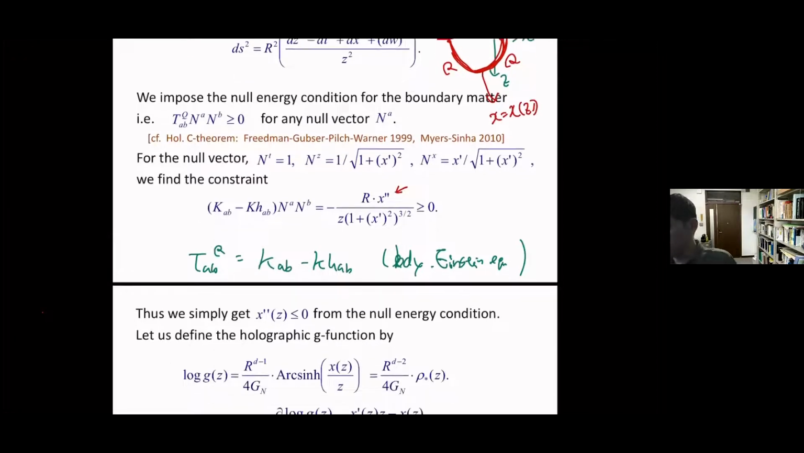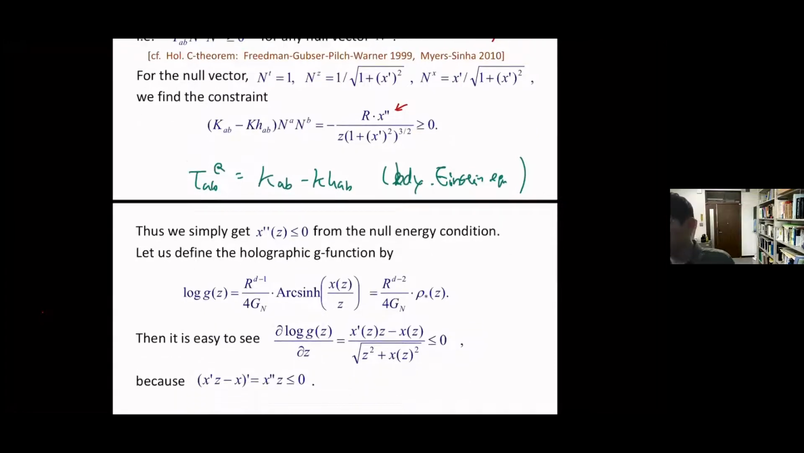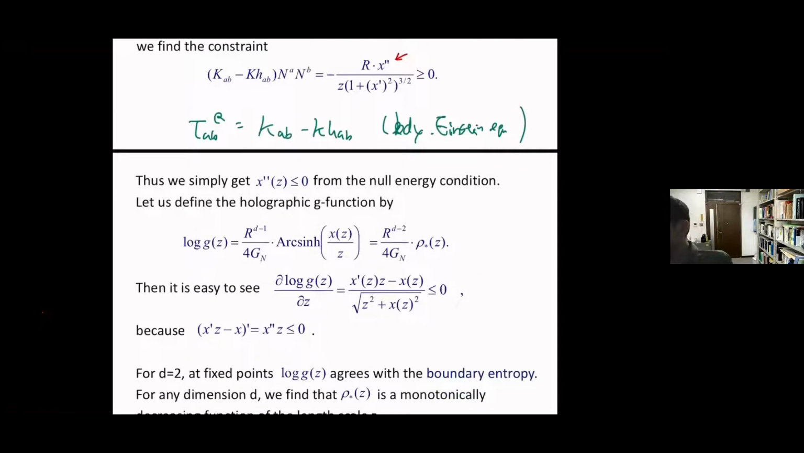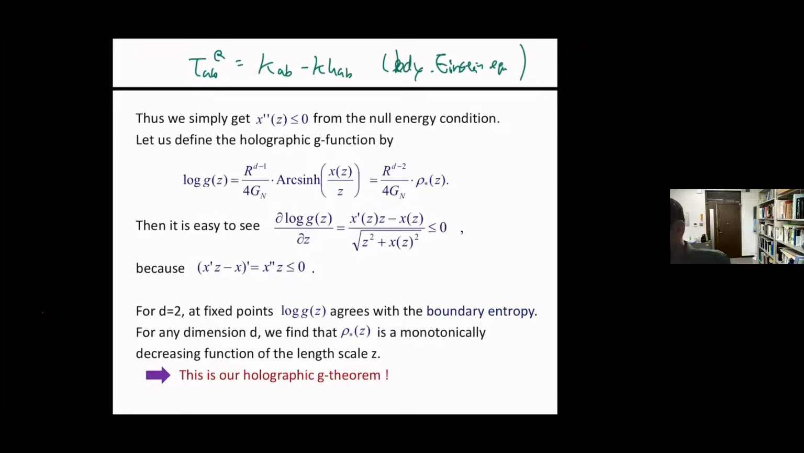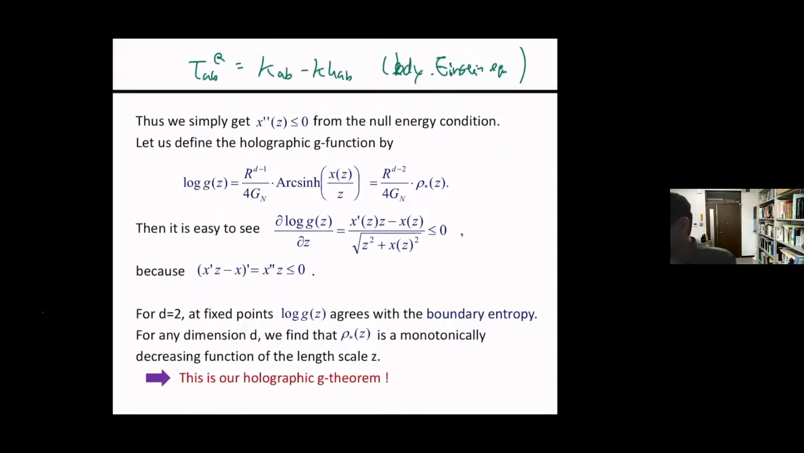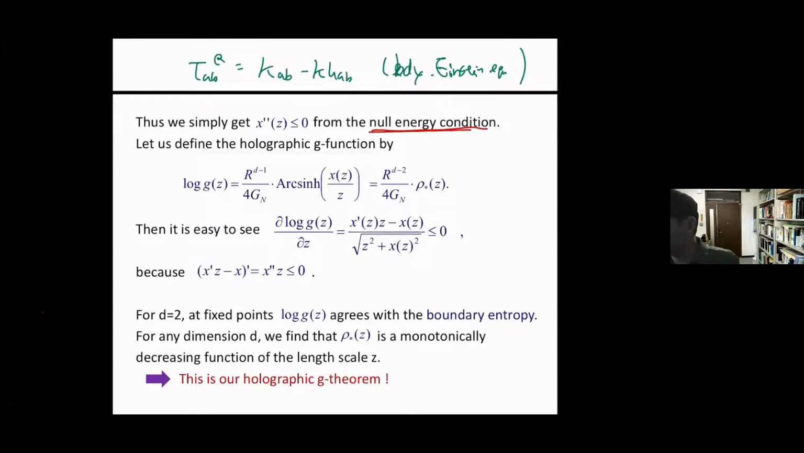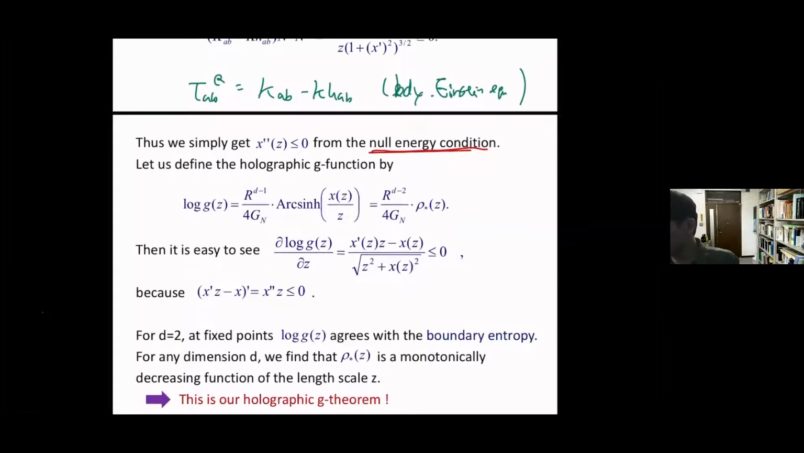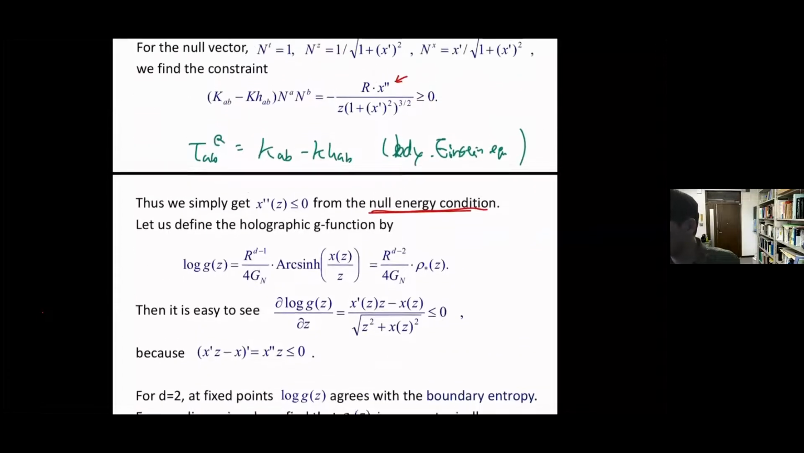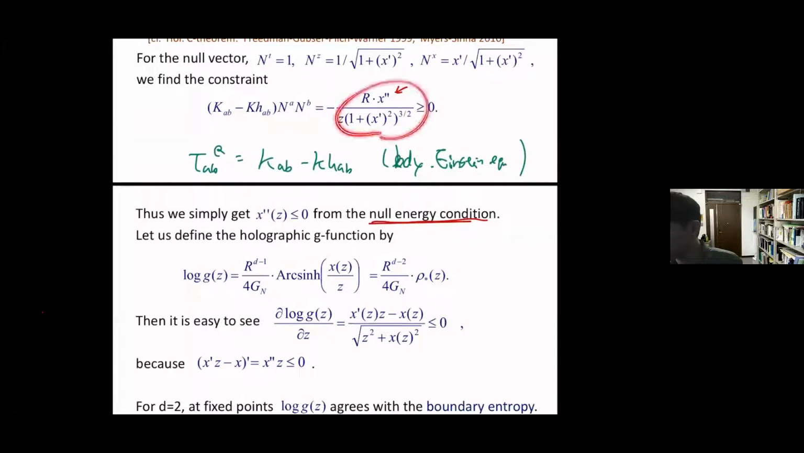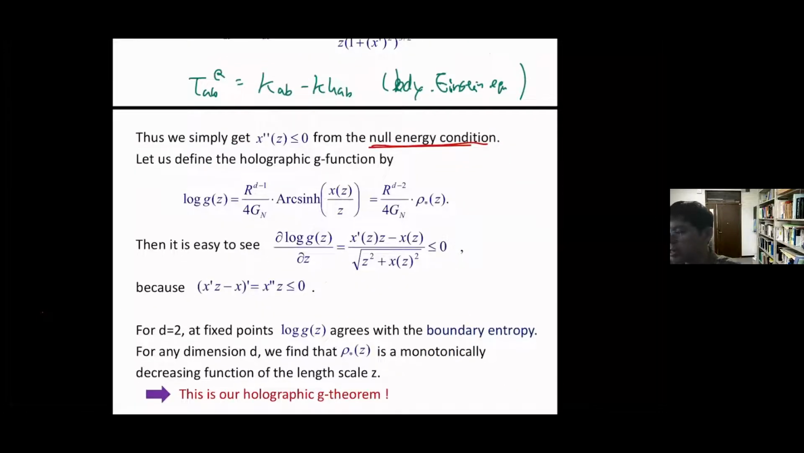Okay, and then we'd like to impose that this should be positive, right? So we impose this null energy condition, right? That means this guy is always positive, and this means x double prime is negative, right? Because of the minus sign. But let me remember what is happening here, right? Actually, this gives the g-theorem, as we will see. But anyway, so this is x.